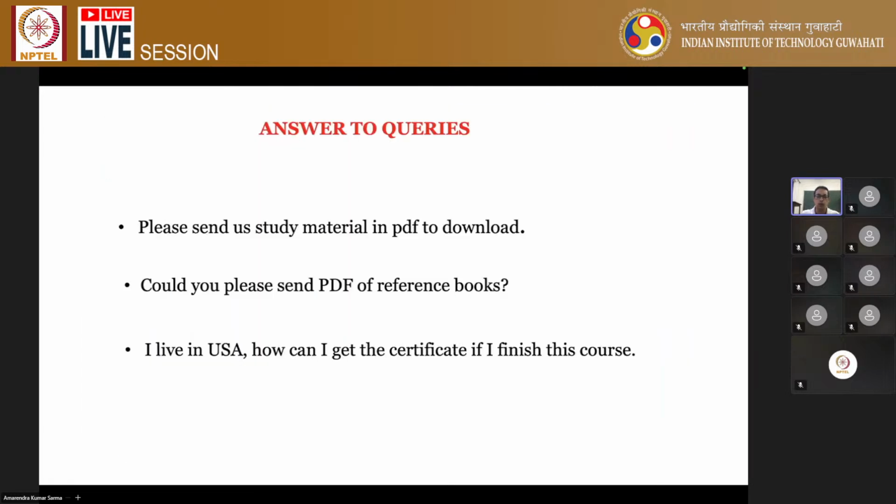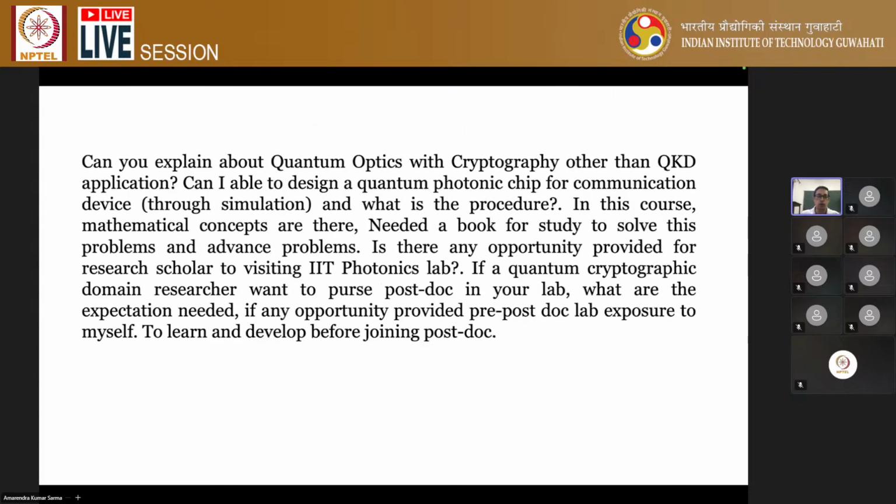And I will give you some other references also, particularly for quantum information purposes, since this particular person is very much interested in quantum cryptography and so on. Again, his other question is, is there any opportunity provided for research scholars to visit the IIT Photonics lab?